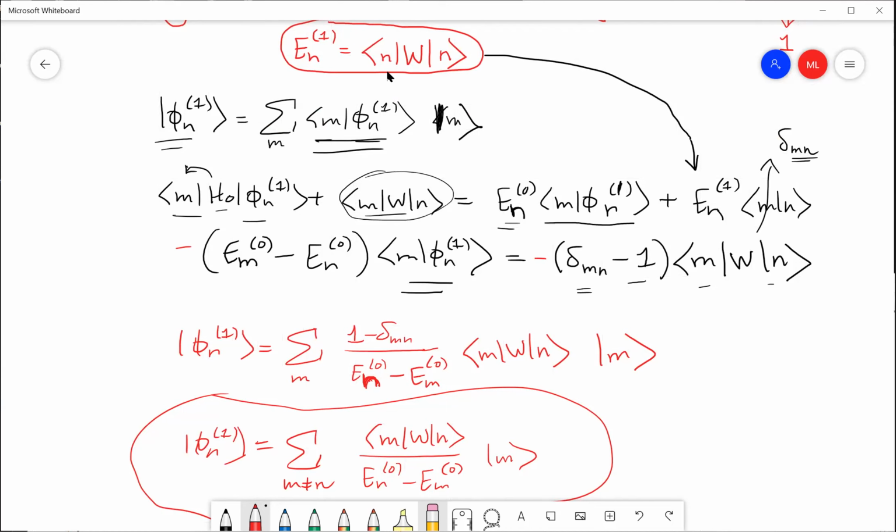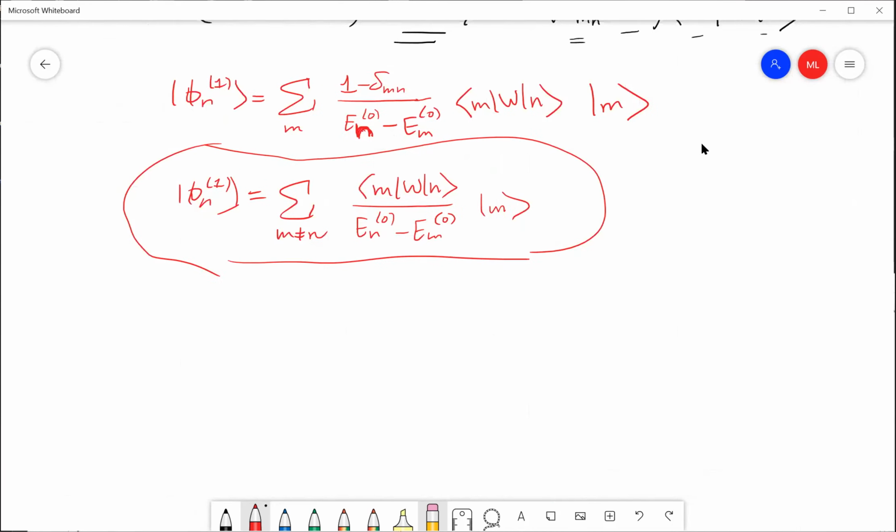And, you know, it gets uglier the higher order you get. So if you do it to lambda squared, what you end up finding is that the second order correction to the energy is now a sum over m not equal to n of the absolute value of m W n squared over... so it has that form.